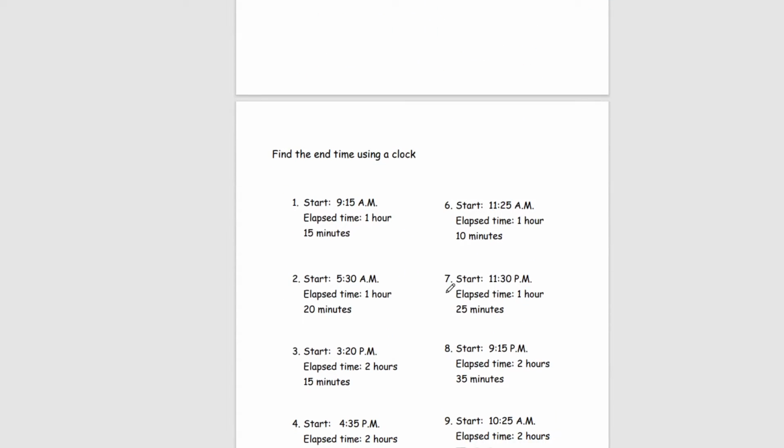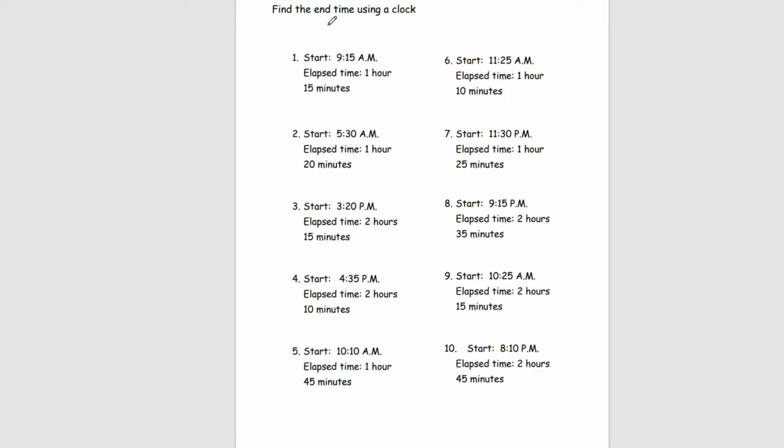Moving on to the next page, we have find the end time using a clock, which is basically the same concept as the previous page, but for number 1, we're going to start, it says that it's 9:15 and the elapsed time is 1 hour and 15 minutes. So to make it easier for ourselves, since we can change 1 hour to 60 minutes, we're just gonna add 60 straight to 9:15, which turns it to 10:15. And then we have 15 minutes left, so we can add 15 minutes, which gets us 10:30.